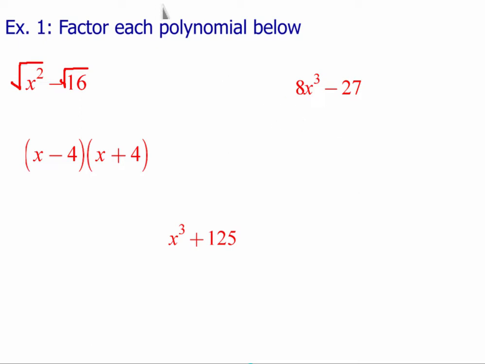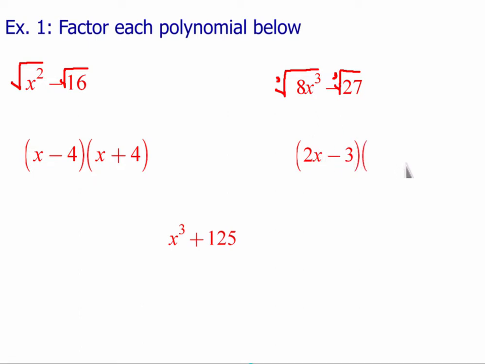Okay, if I look over here at 8x cubed minus 27, 8 is a perfect cube, x cubed is a perfect cube, and 27 is a perfect cube. So I can use my difference of cubes here. I'm going to take the cube root of 8x cubed and the cube root of 27. The cube root of 8 is 2, and the cube root of 27 is 3. And the cube root of x cubed is x, obviously. So the cube root of 8x cubed is 2x, the cube root of 27 is 3, so it's 2x minus 3.